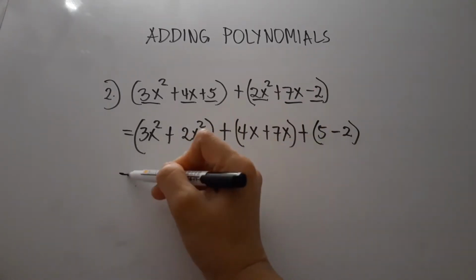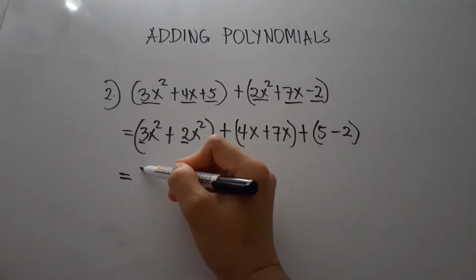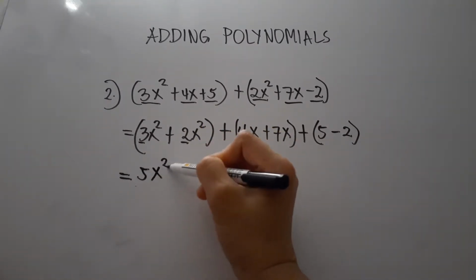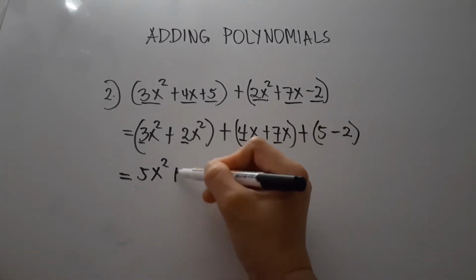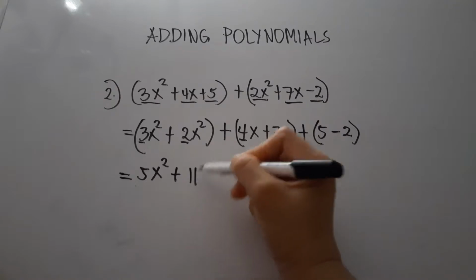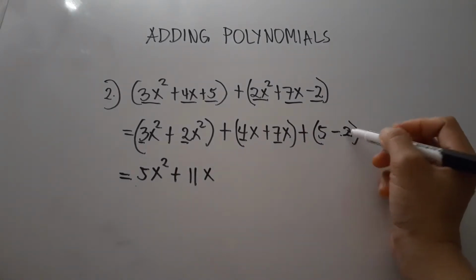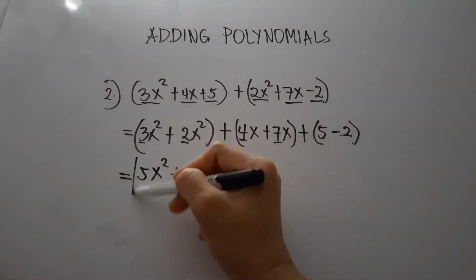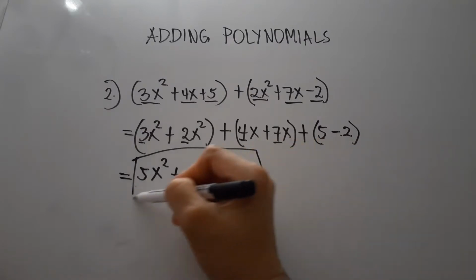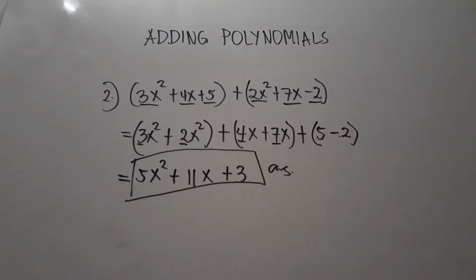Then 3x plus 2x, remember that it is positive, so we can add. And then 4 plus 7, which is positive, so we can add, which is 11x. Then 5 and negative 2 is subtraction, and because the positive 5 is the larger value, this is the answer, 5x squared plus 11x positive 3.